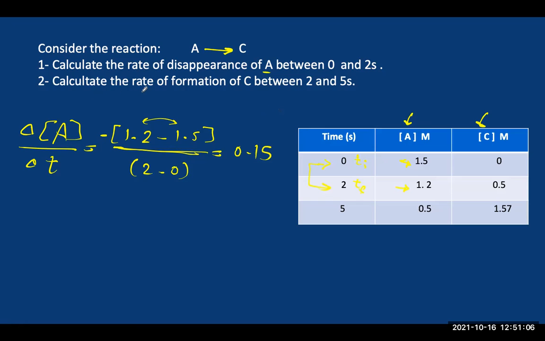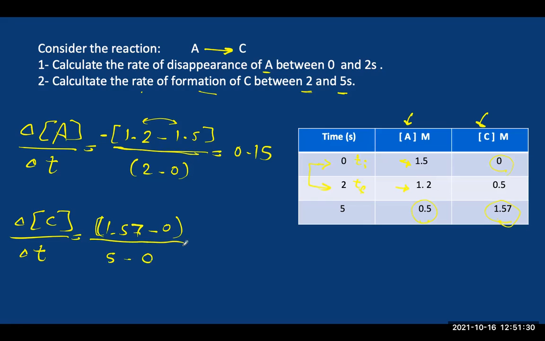For the second one, calculate the rate of the formation of C between 2 and 5. So the change in the concentration of C over the change in time. We're taking C, so this is the final, and this is the initial. So it will be 1.57 minus 0 over the change in time, which is 5 minus 0. So this will give us 0.36.